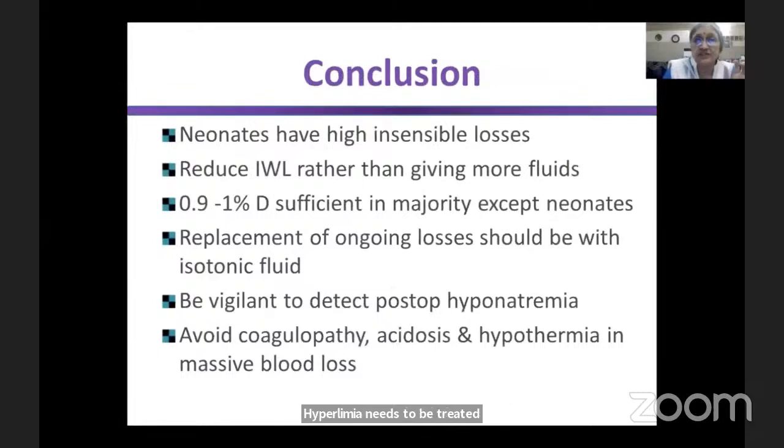So in conclusion, neonates have high insensible losses. So reduce insensible water loss rather than giving more fluids. 0.9 to 1% dextrose is sufficient in the majority except neonates. The replacement of ongoing losses should be with isotonic fluid. Be vigilant to detect post-op hyponatremia. Avoid coagulopathy, acidosis, and hypothermia in massive blood loss.